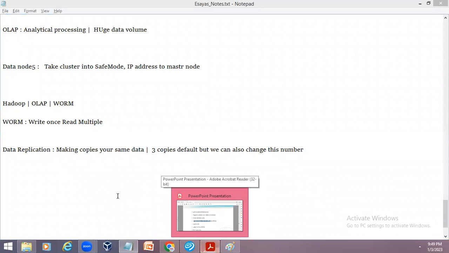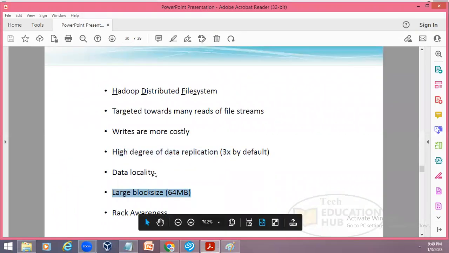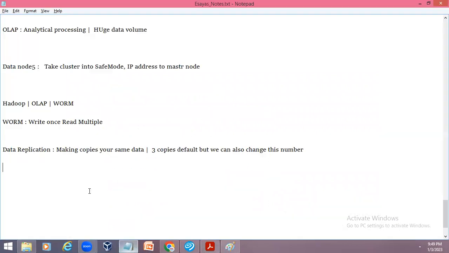Now, the next is large block size. Data locality we have covered. The next is block size. It's 64 MB or 128 MB. In Hadoop 2, we have a 128 MB block size. Do you know what the general block size in our normal system is? I'm not sure. It's only 4 KB. Oh, that's it.